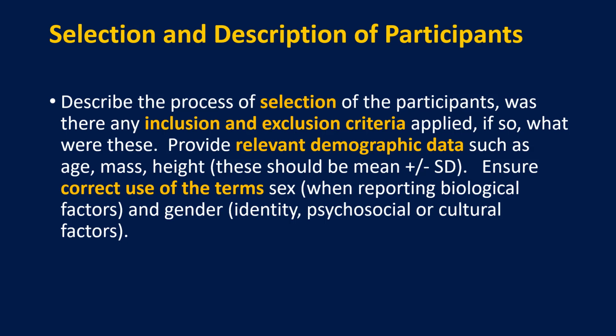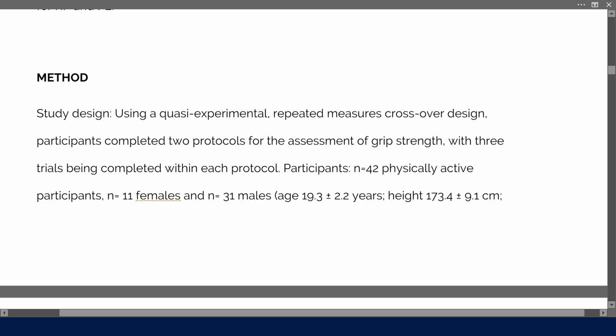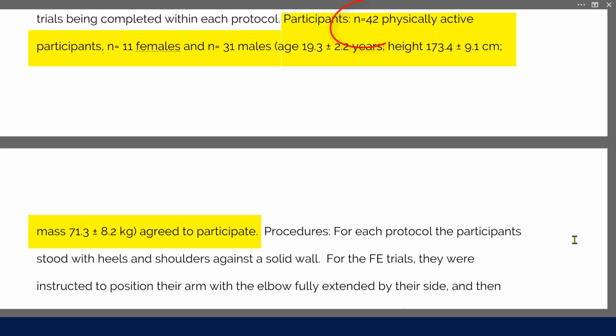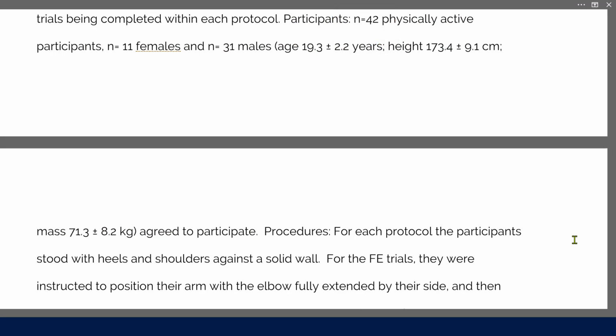So let's have a look at the way this would be written in a method section. So here we've got our method, we've got our study design, and what you can now see is the brief section which is on the participants. So it tells us an awful lot here. So participants, n equals 42. So n is the abbreviation for number. So n equals 42, physically active participants, n equals 11 females and n equals 31 males. And what we've got here is their ages, their height, and their mass. And then it states agreed to participate.